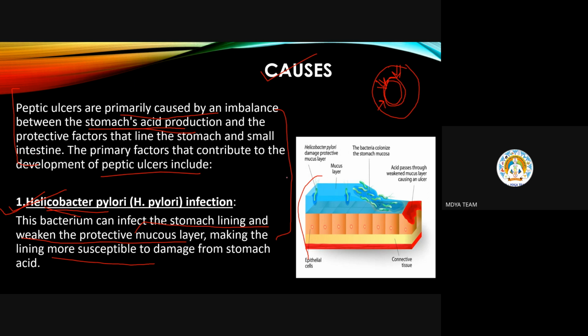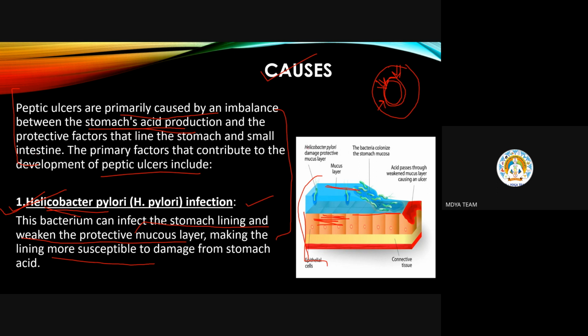So the first factor which is affecting is H. pylori. So we'll see here. What is this? You can see this is our epithelial cell. Epithelial cells means the uppermost skin, you can say, of any organ. So this is our stomach, and this is our mucus layer, which means the mucosal layer.